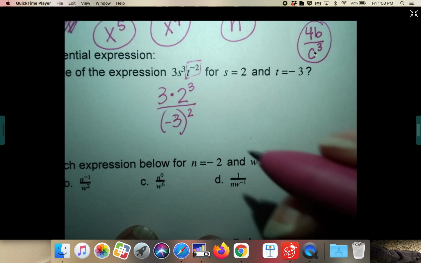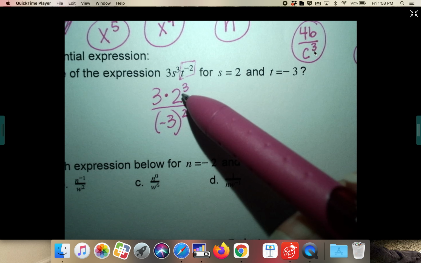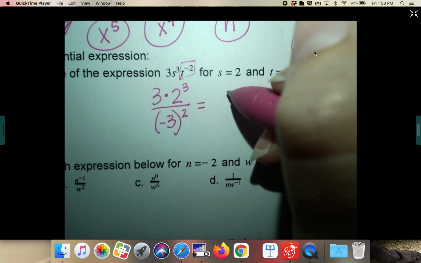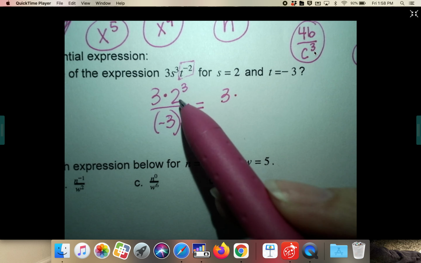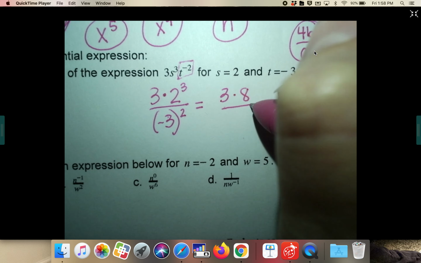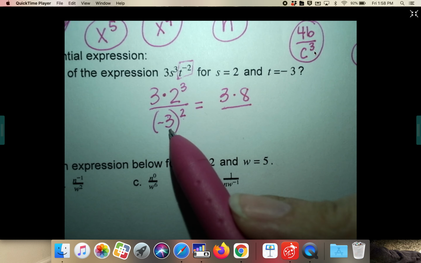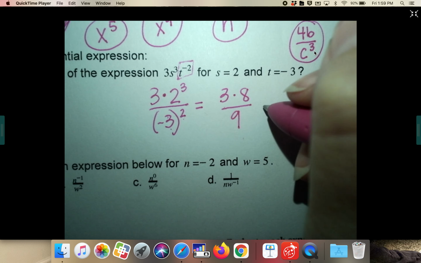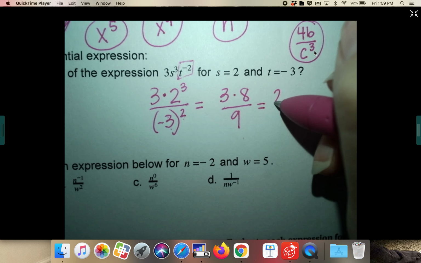I hope you remember the order of operations. You have to do exponents first. So this is actually 3 times 2 times 2 times 2, which 2 times 2 times 2 is 8. Negative 3 squared is negative 3 times negative 3, which is positive 9. 3 times 8 is 24.